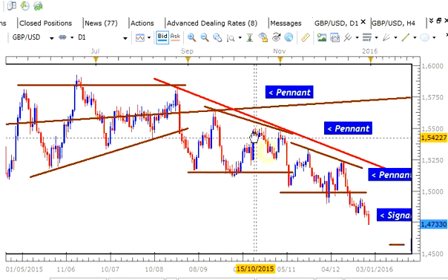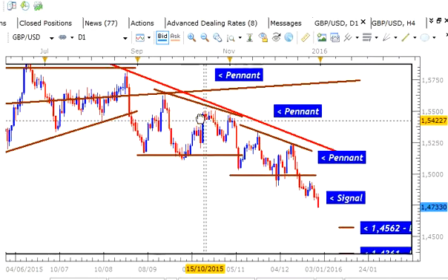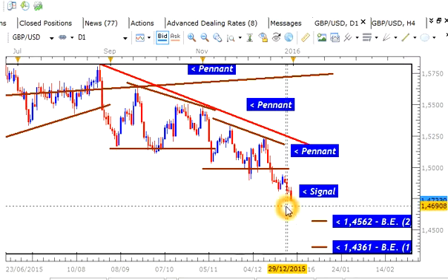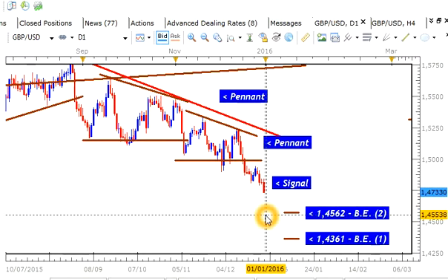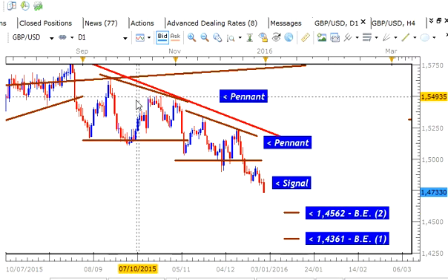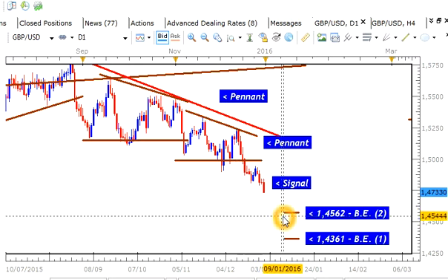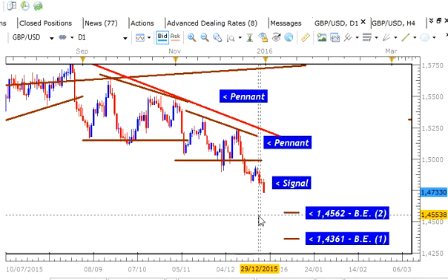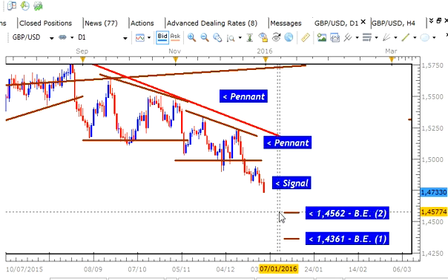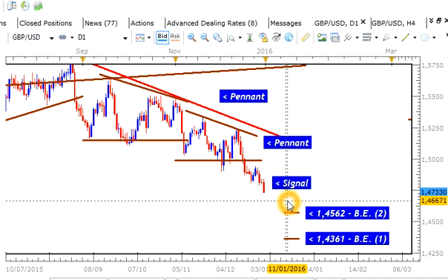So based on how we measure the targets for these pennants, the first breakout equivalent target that would be hit would be at 145.62, which would correspond to the breakout equivalent for this second pennant. So our trading target would have to consider this first breakout equivalent as a possible profit taking area, assuming that once it hits this area, it could pull back.